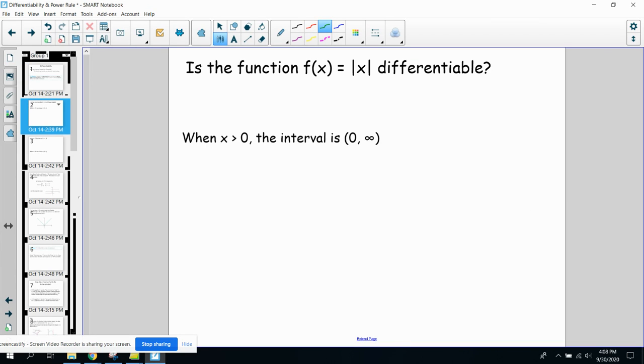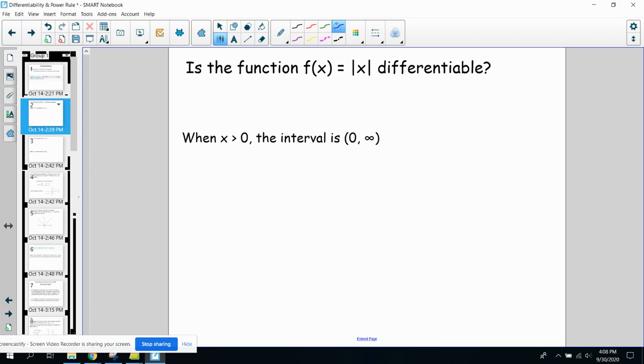So we want to know, is the function f of x equals the absolute value of x differentiable? Thinking about what type of function this is, it's an absolute value function, and when we're trying to figure out the derivative or the slope, we can use limits. We need to think about this as two pieces, because what's inside the absolute value can be positive or negative. The first thing we're going to do is look at when x is greater than 0, and that would be on the interval from 0 to infinity.